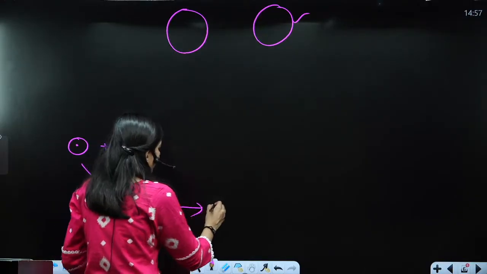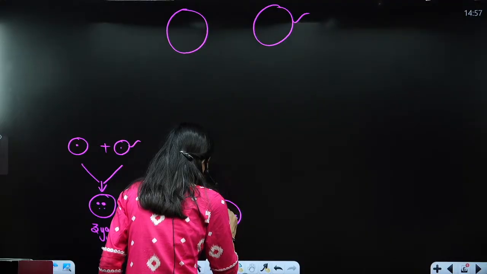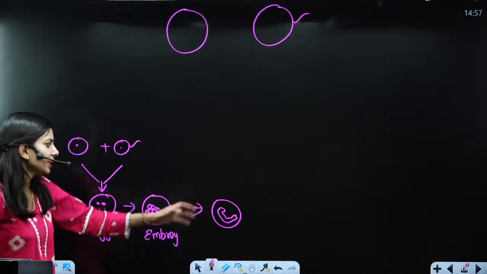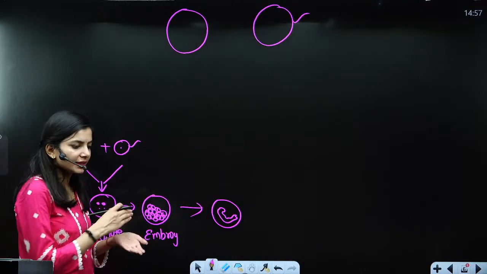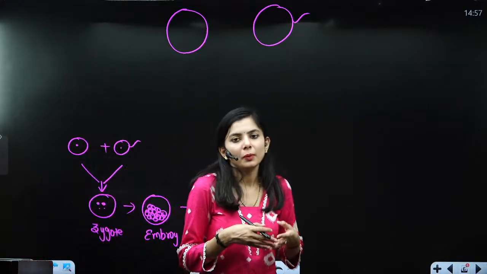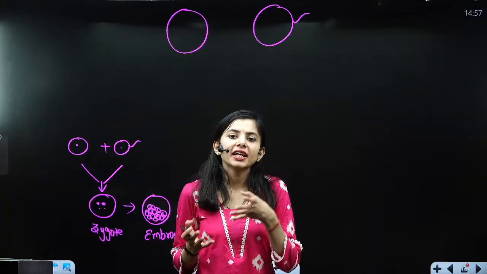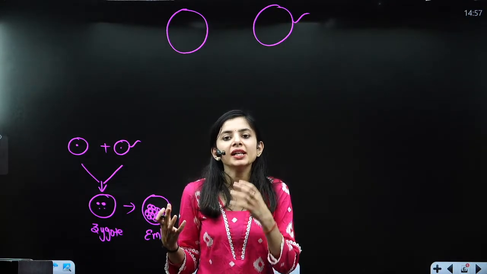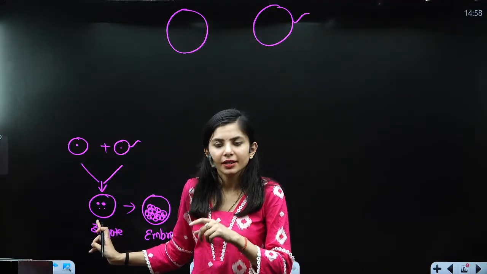And then the embryo will form a fetus, and then the fetus will form a child. Now here there are some stages. When the 3-month gestation period is completed, we can determine the shape as well as the gender of that particular fetus. Fine. Now it means what?